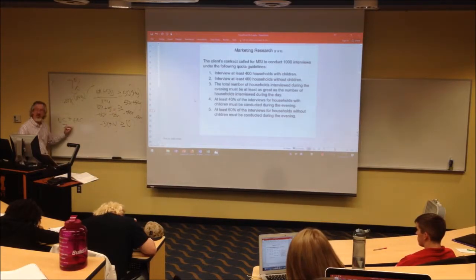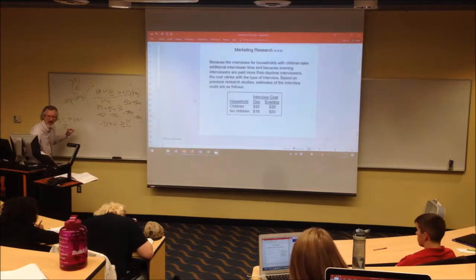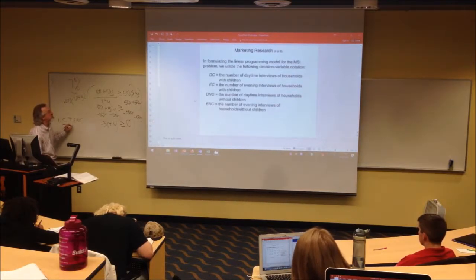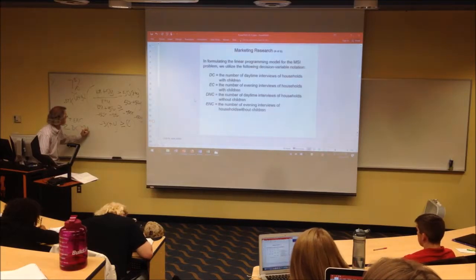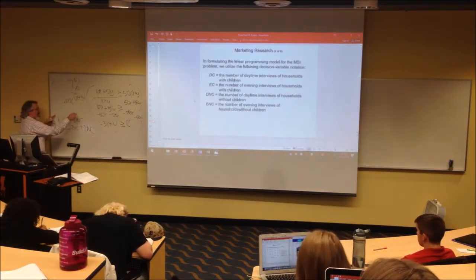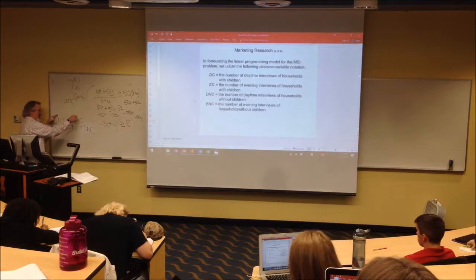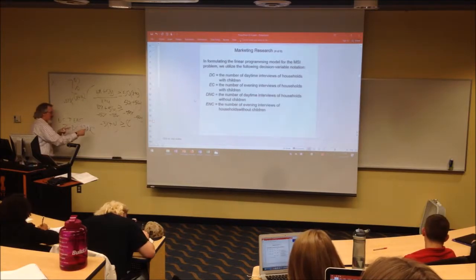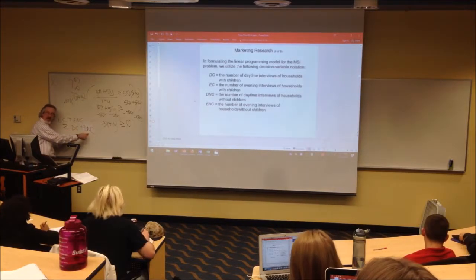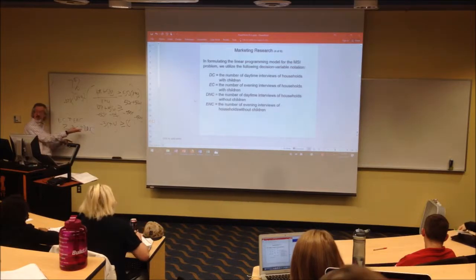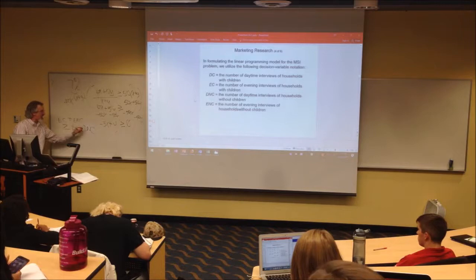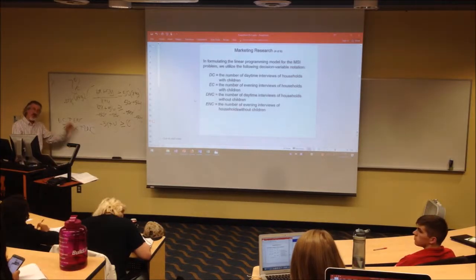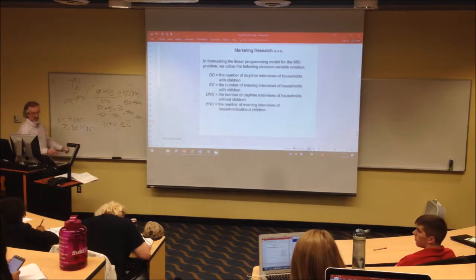So on the right side, it's all the interviews during the day, which happen to be these other two variables, which is DC plus DNC. Evening interviews added together has to be greater than or equal to daytime interviews when added together. We've got to get the variables from the right side to the left. We're subtracting DC and DNC from both sides now to get them over.